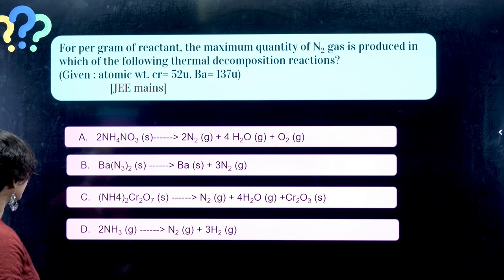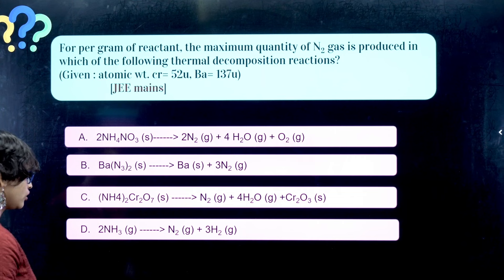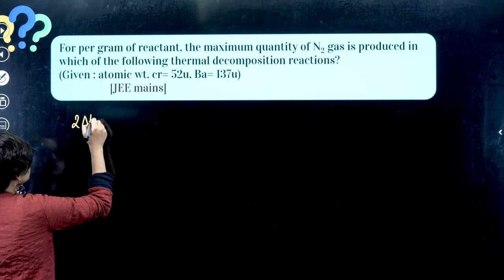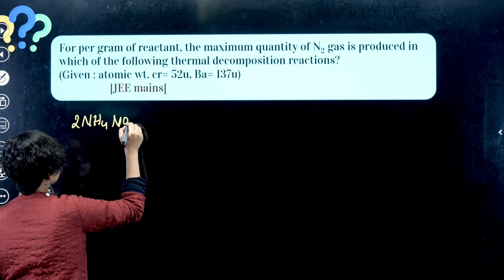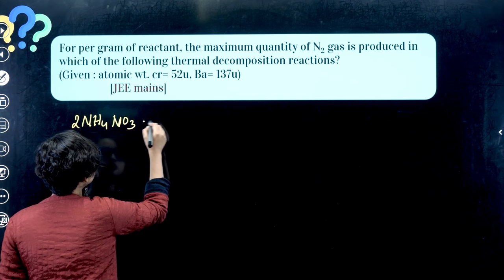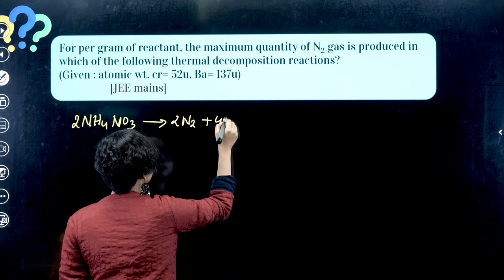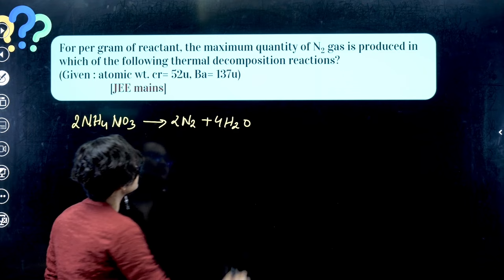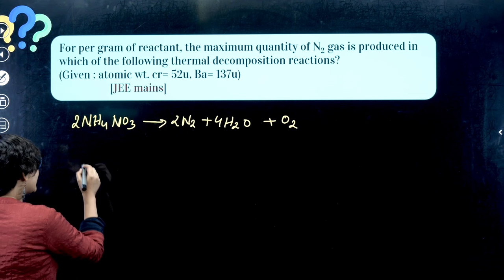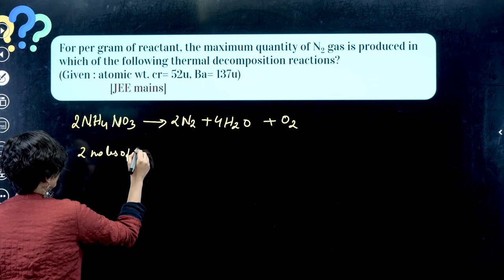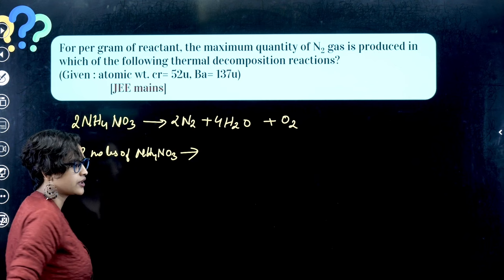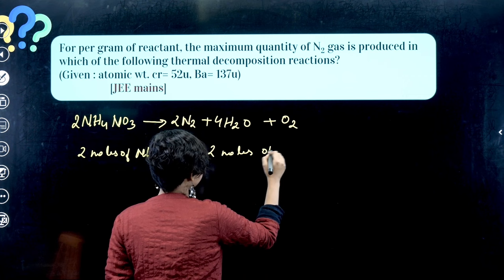All right, so what do we have? We have 2NH4NO3 giving 2N2 plus 4H2O plus O2. This is the reaction, okay? So that means that 2 moles of NH4NO3, you are getting 2 moles of N2, right?